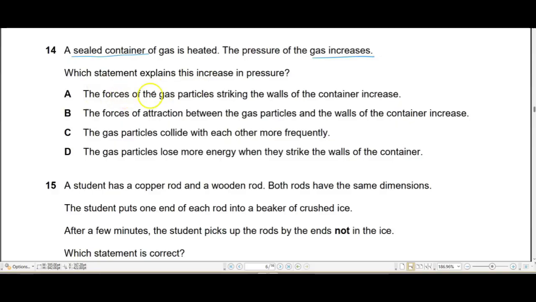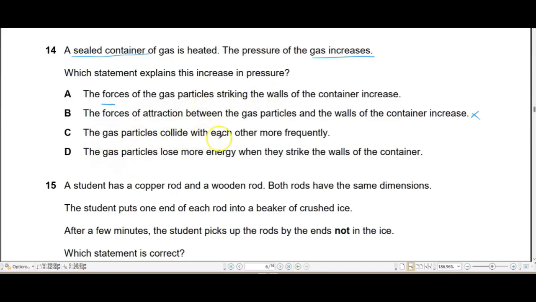Okay, A. The forces of the gas particles striking the wall of the container increases. No, the force does not increase, the striking rate increases. Okay, due to them striking the walls of the container more frequently, the force increases. Okay, the force of attraction between the gas particles and the walls of the container increases. No, this is not a true depiction. Basically, what happens is that the gas particles gain heat, and the kinetic energy increases, and they strike the walls of the container more frequently than before, and this produces more force on the walls of the container.